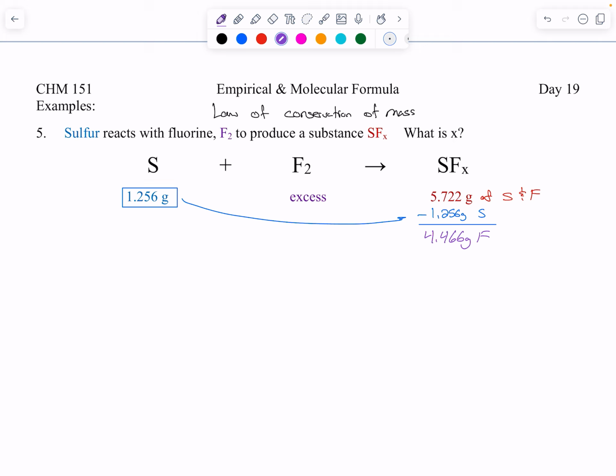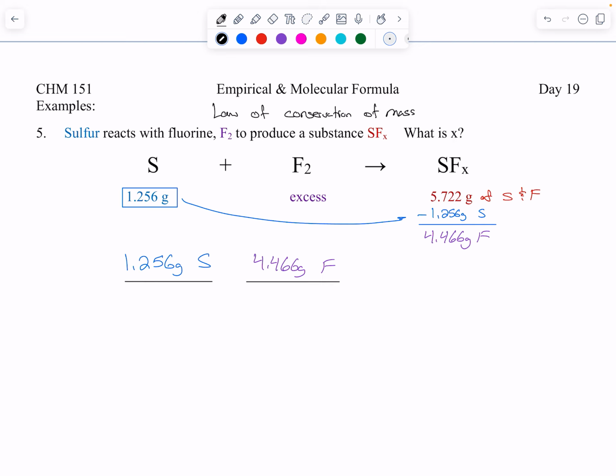So now we know we have 1.256 grams of S and 4.466 grams of fluorine. Well, this should look familiar. We have a mass ratio. I don't have to assume 100 grams. This is the actual sample, and we know the actual sample. So I still have to go to moles.